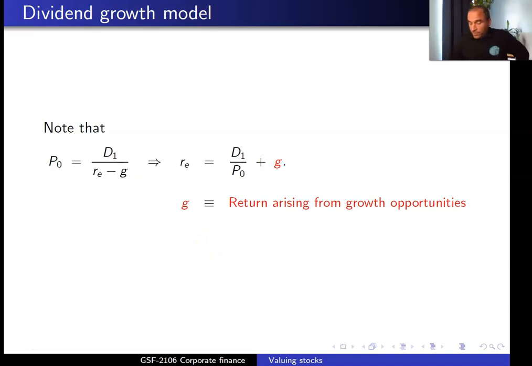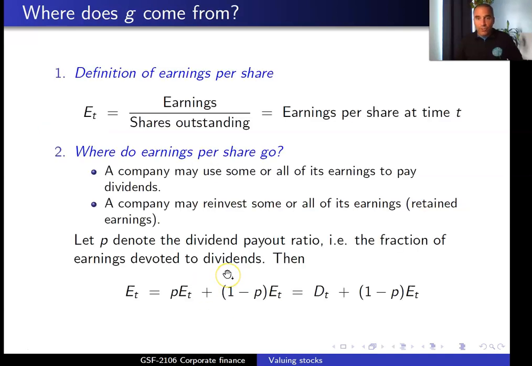Okay, in the dividend growth model, where does G come from? Where does the growth rate come from? And can we extract it? Can we extract the future growth rate, or can we infer what the future growth rate of a stock will be by looking at the company's balance sheet or income statement? So where does G come from?